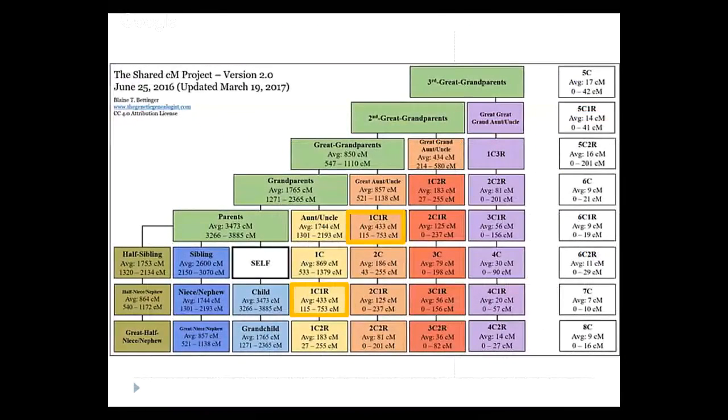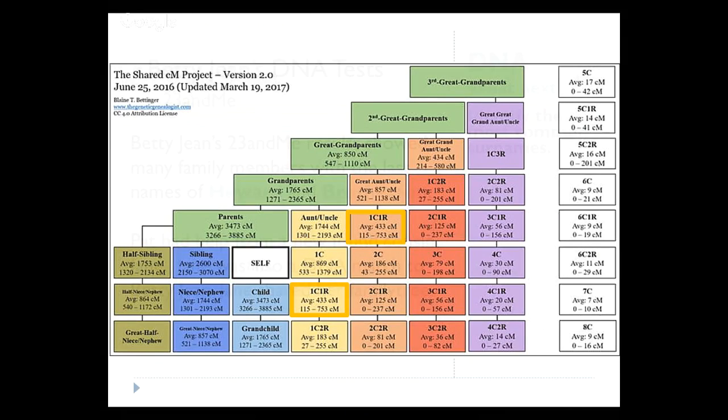We look at Blaine Bettinger's Shared Centimorgan Project information. This chart is available on the ISOGG website. It's also available from Blaine's blog, thegeneticgenealogist.com. Thank you, Blaine, very much for letting me share this and use this in my presentation. If you notice, I've got first cousin once removed highlighted either from the great-grandparents line or the grandparents line. You notice that the amount of shared centimorgans that Pat had with Betty Jean would fall within those ranges for the DNA.